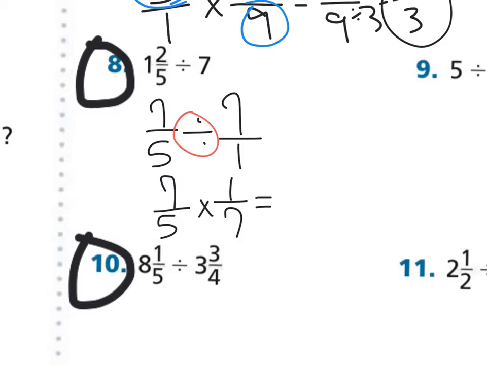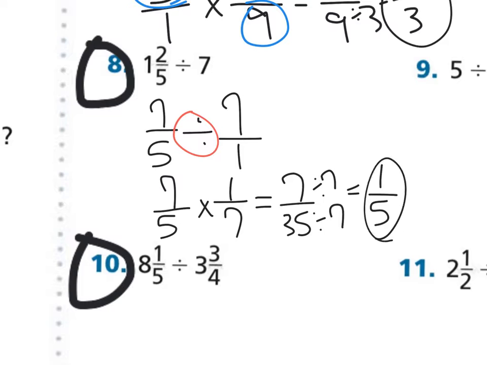So if we multiply these, we'll get 7/35, and we can reduce both of those by 7. Would be 1/5. Other option is, since we're multiplying, we can reduce those 7s by a factor of 7, and we'll get 1/5 that way also.